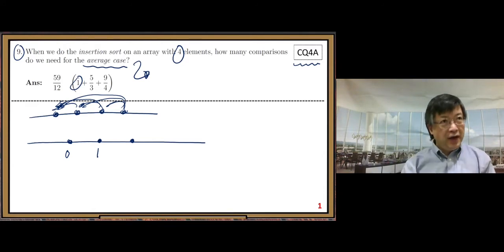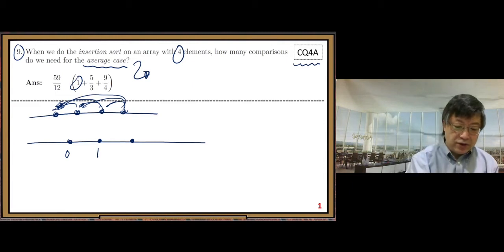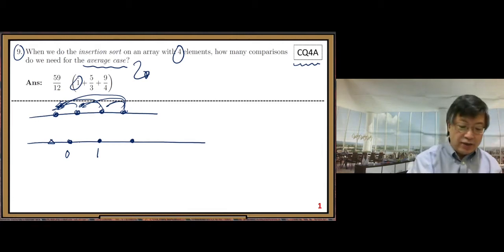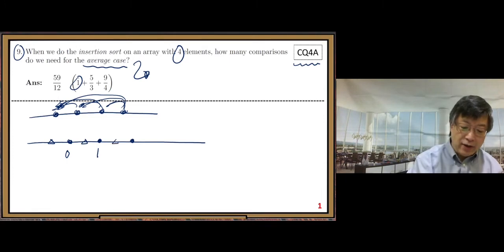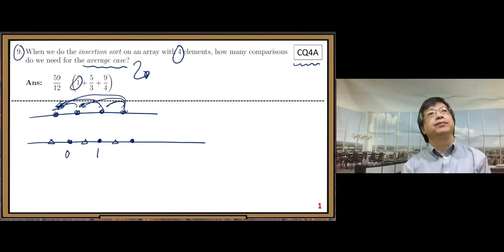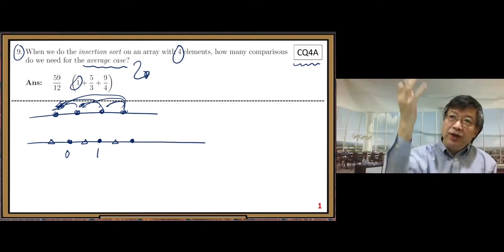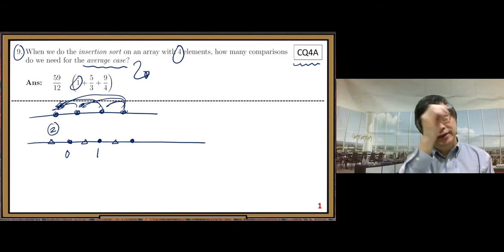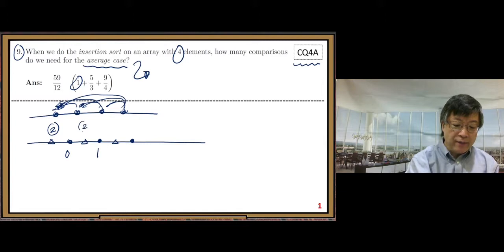Here, I want to say there are 3 cases you need to consider. One is this element goes in this slot. Second, in between, that slot. Then that slot. 3 cases. For each case, we need to know the number of comparisons we need. The first case, we need 2 comparisons: compare both elements, 2 comparisons. The second case, we also need 2 comparisons, right?